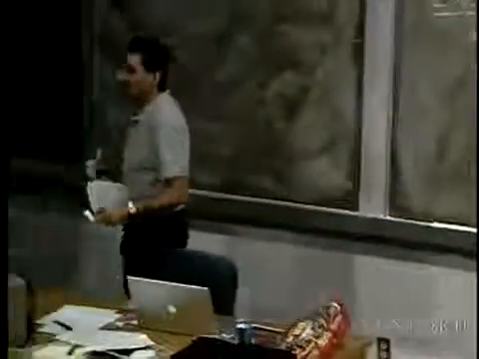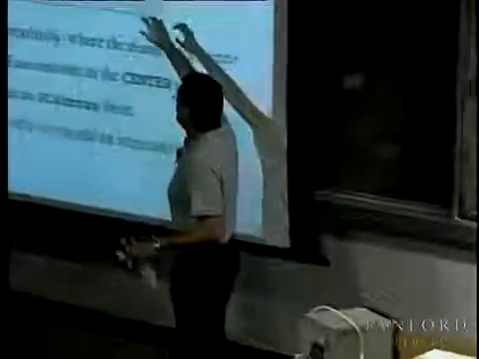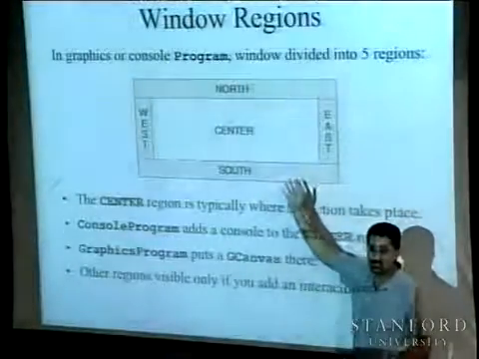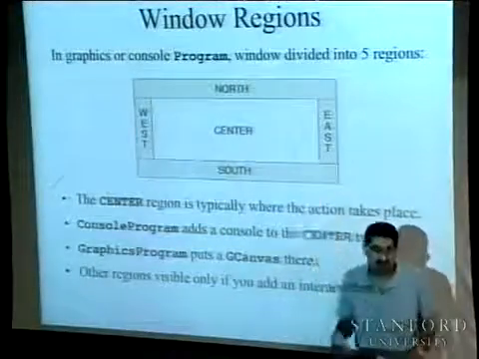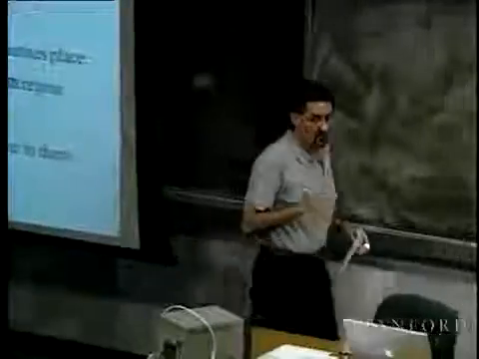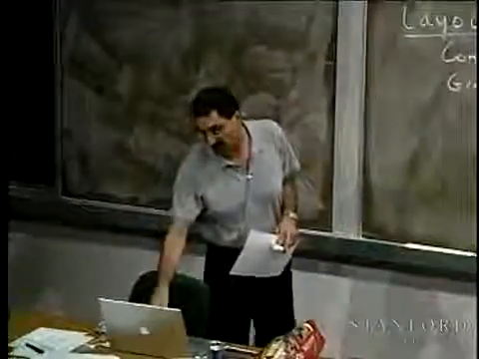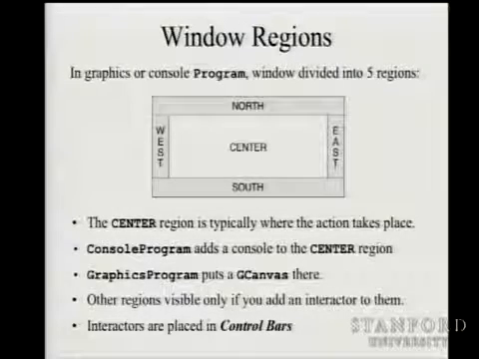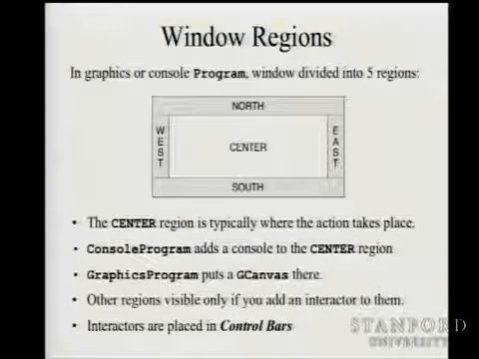So in the very early days when you had a graphics program that was all just graphics, you would say, hey, Marron, nothing showed up in the south region. Yeah, because we didn't put any interactors there. So these interactor regions only show up if we actually put interactors on them. We said these are referred to as control bars. You saw these last time.